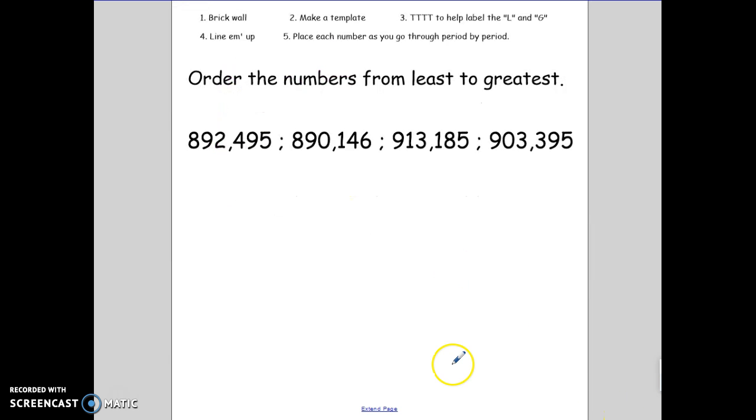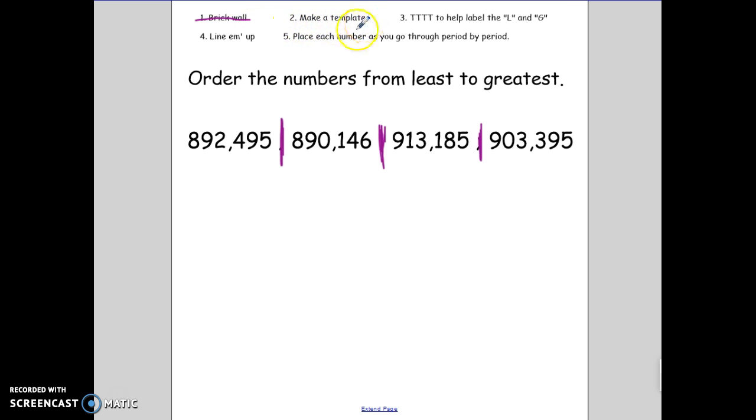So let's go ahead and take a look at this. First of all, we want to make sure that we can understand what all this stuff means. And if you look, I have these semicolons here. So I'm going to go ahead and put my brick walls in. That's going to help my eyeballs see those 4 separate numbers. So I've taken care of my brick wall.